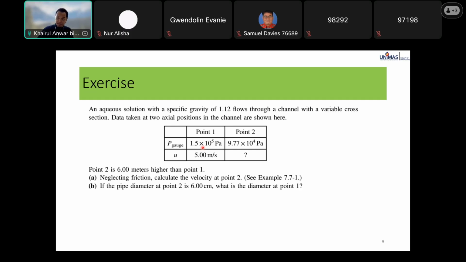So in order to get the D1, you need to find A1 first. A at 0.1. Once you dapat A, then you use that equation pi r square. Any question? Sebelum kita beralih ke sampel. Okay, sudah.